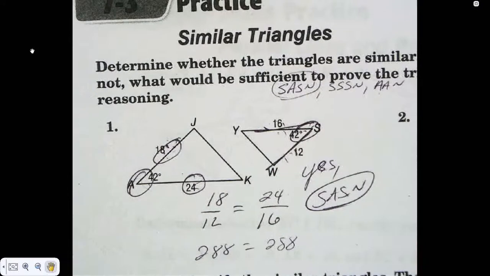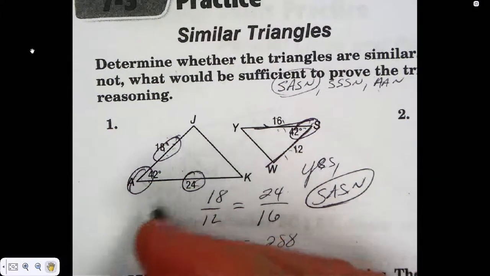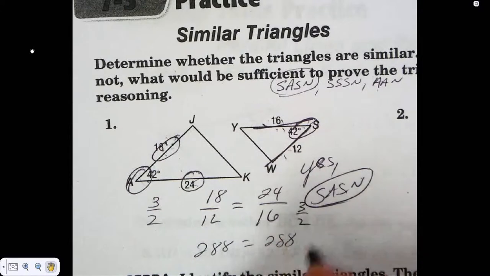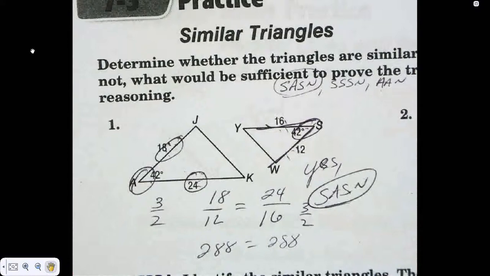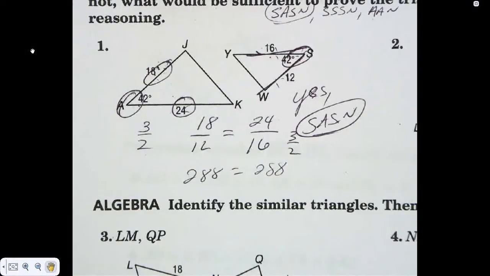Is it fine if I did it like just scale factor? Yeah, that's the same thing. You basically reduce this down to 3 over 2, and that one reduces to 3 over 2, or you could have done it from the other perspective and done 2 over 3 and 2 over 3. Which ones?